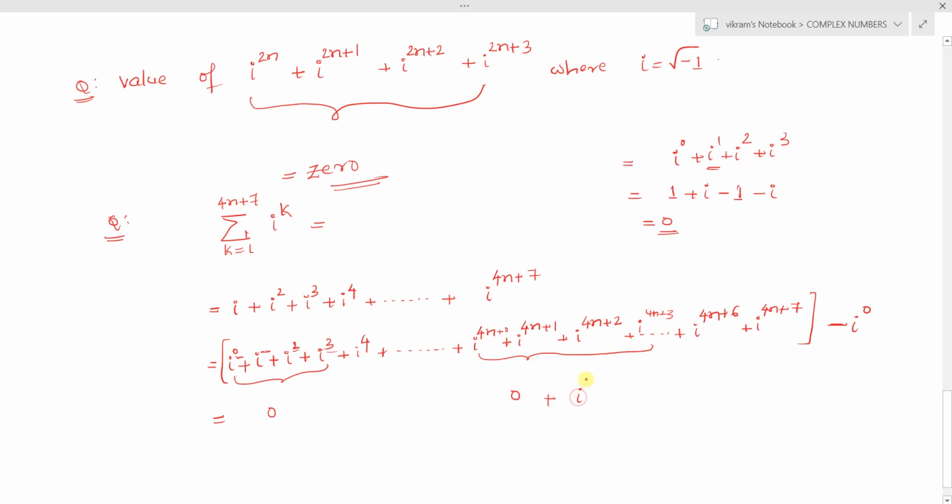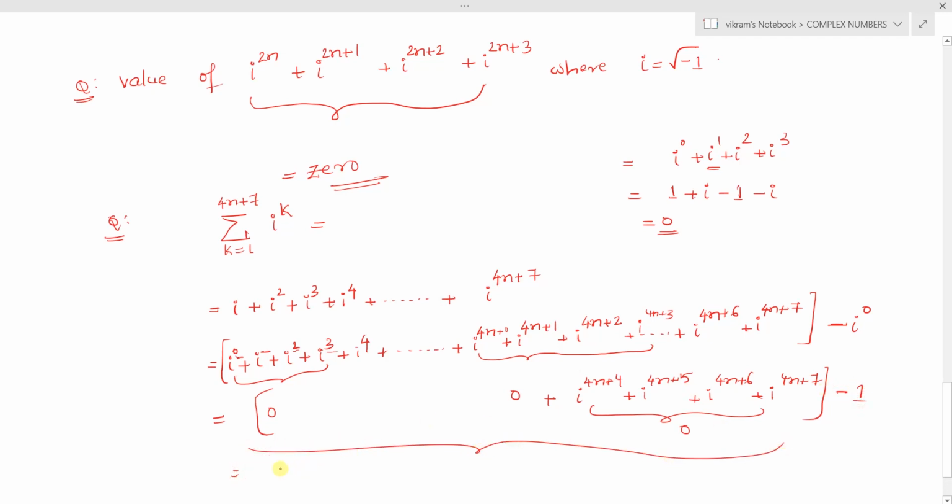Next what we will get? i^(4n+4) plus i^(4n+5) plus i^(4n+6) plus i^(4n+7). The sum of these consecutive 4 terms is also 0. The remaining term is iota power 0, which is -1 after subtracting. All the groups result as 0, leaving -1. Then the resultant for the given problem is -1, which is the solution.